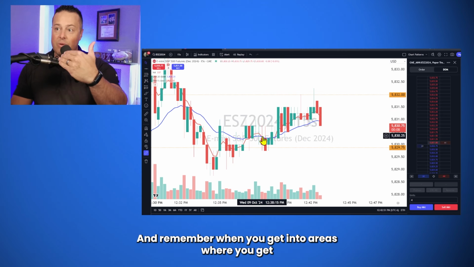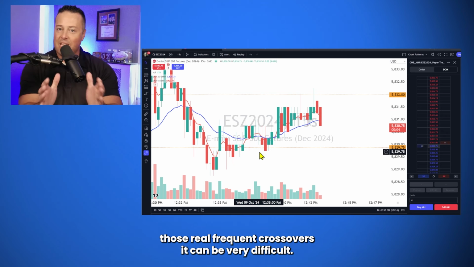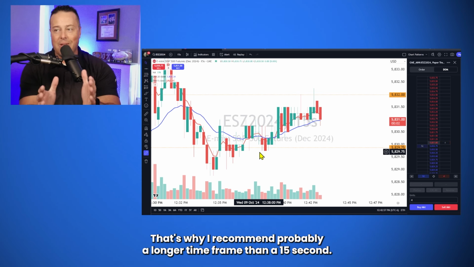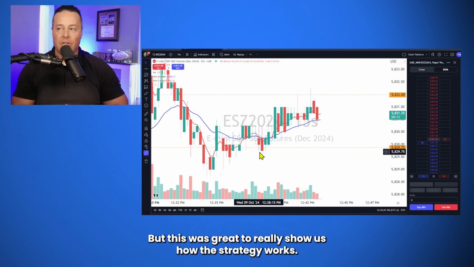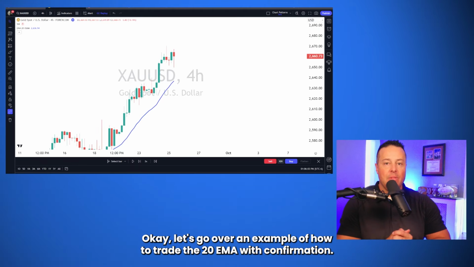And remember, when you get into areas where you get those real frequent crossovers, it can be very difficult. That's why I recommend probably a longer time frame than a 15-second, but this was great to really show us how the strategy works with a more volatile type of an asset. That's the 520.